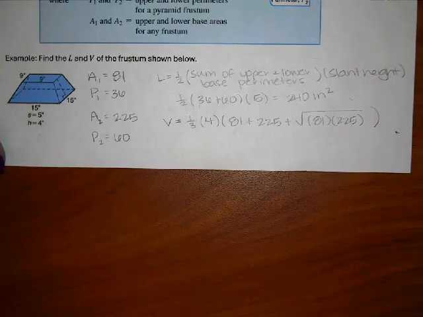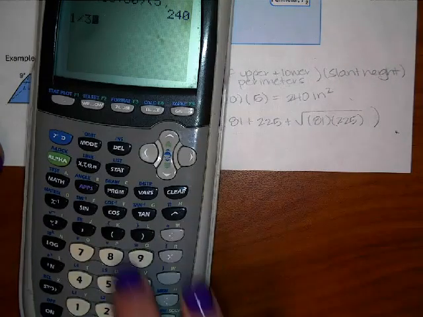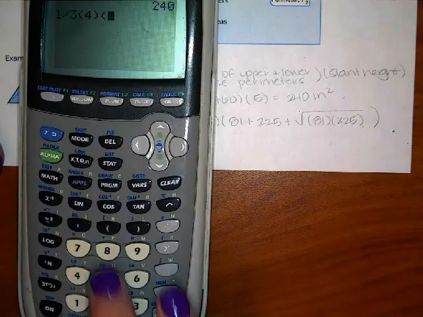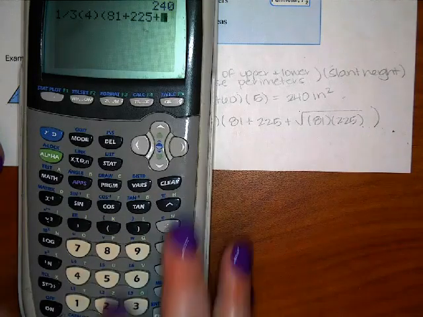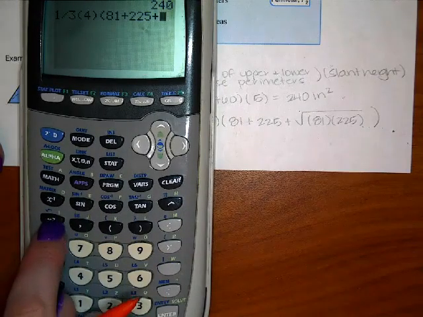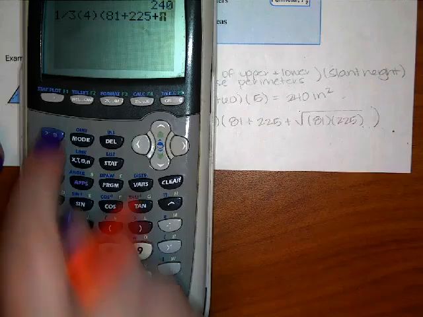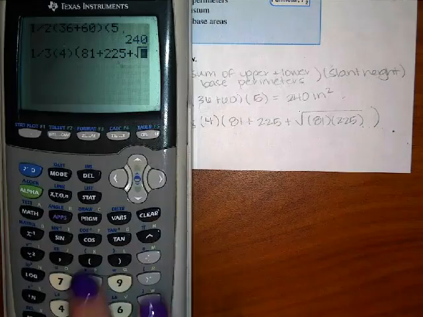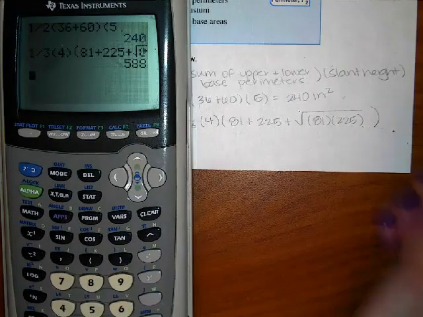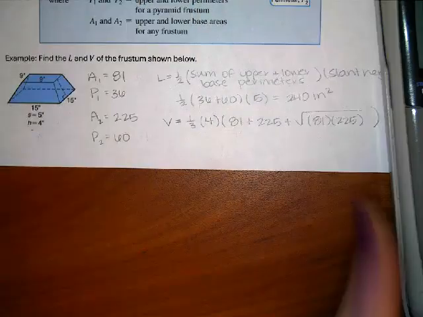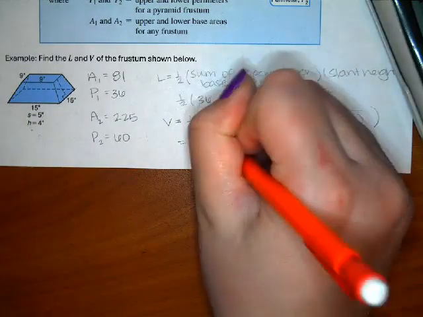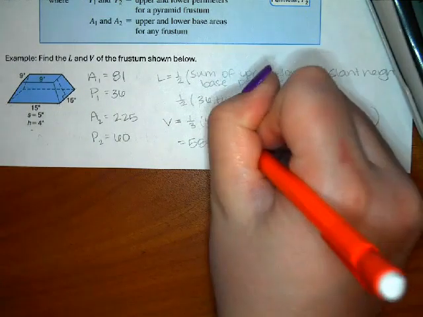Okay, so we have 1/3 times 4 times 81 plus 225 plus the square root, and the square root is right here above the x squared button, and it's in blue, so I'm going to hit blue second. All right, 81 times 225. So this equals 588. Inches, yep, inches cubed for volume.